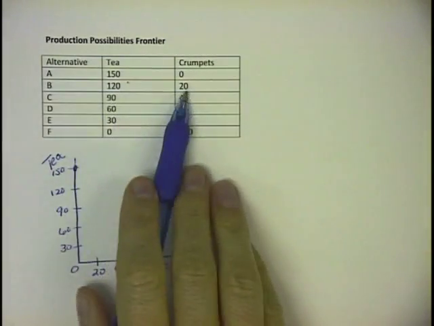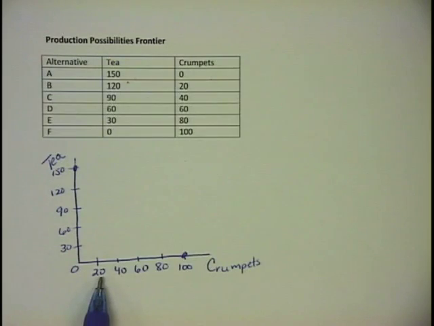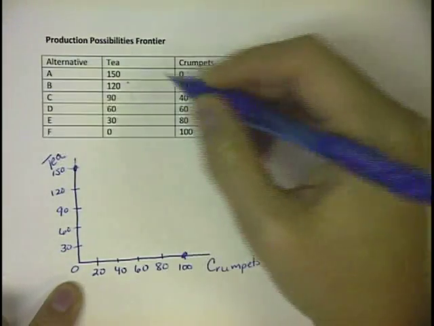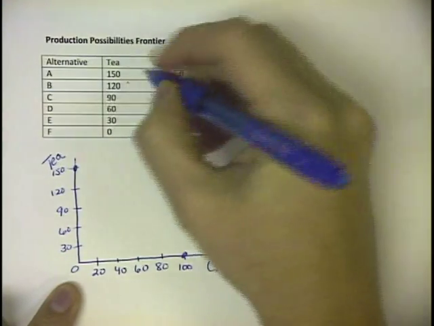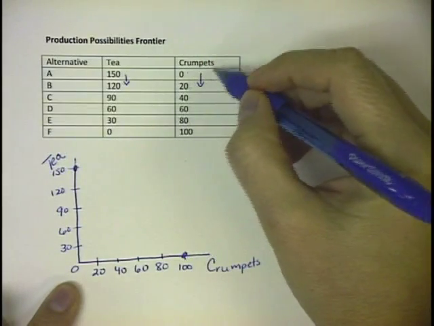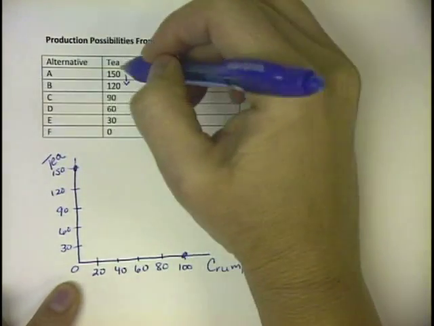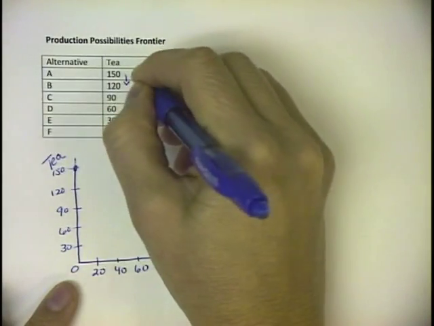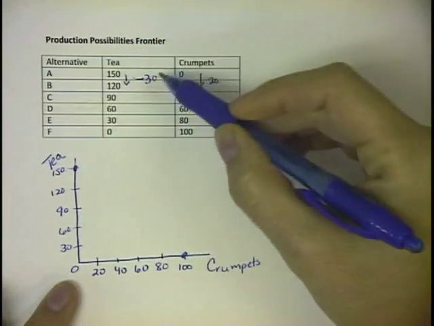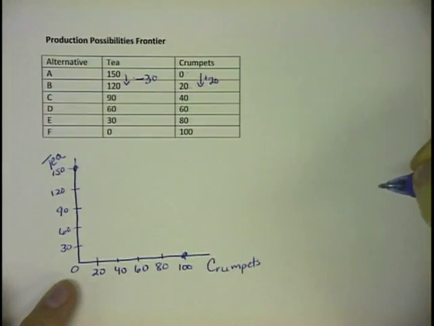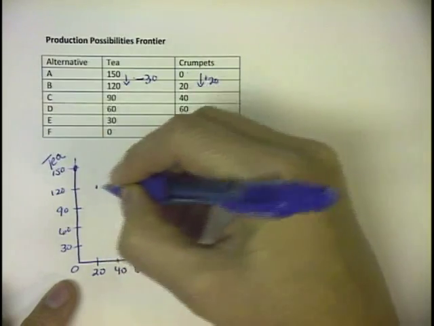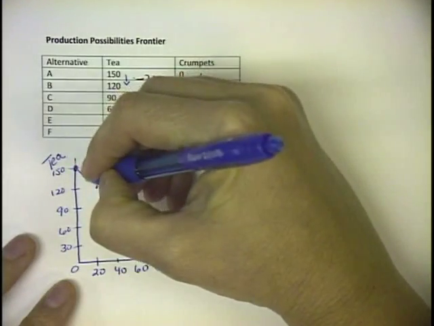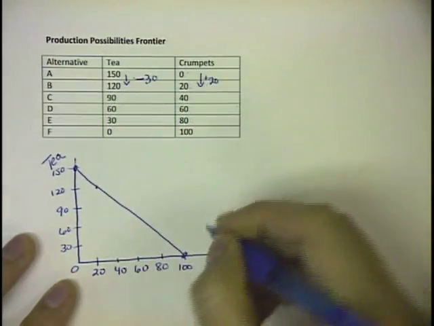Okay, so if we add in here 20 crumpets, we're going from here to here. We started at 0, we're going to 20. What happens over here is we lose some tea. We're using the resources, we're adding 20 crumpets, so we had to take some resources we were using for tea over here and transfer them over to crumpets. So we have minus 30 units of tea, but we add 20 crumpets. So that point would be about here, and we could plot the rest of them, 90 and 40 and 60, but basically what we're going to get is a production possibilities frontier.